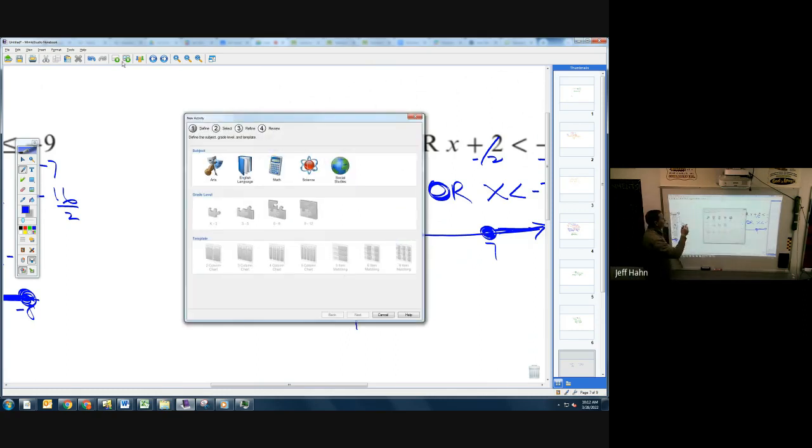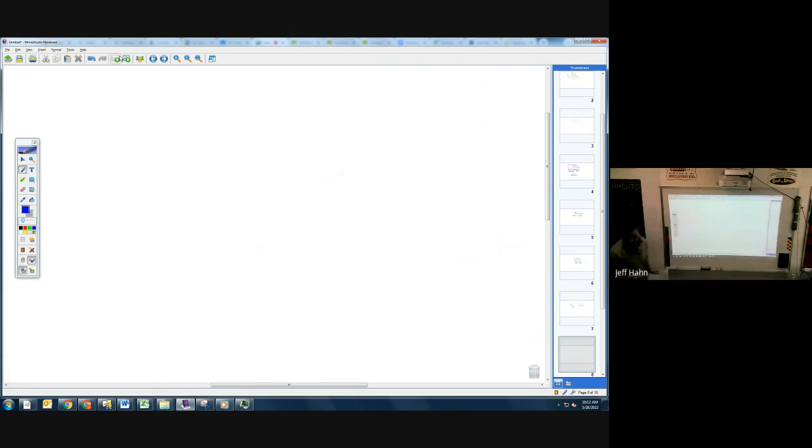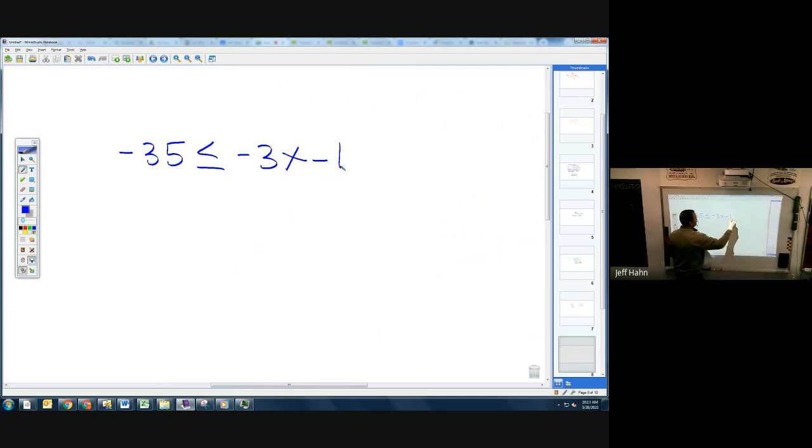Write this one down because this will be part of your homework. Negative 35 is less than or equal to negative 3x minus 11, which is less than or equal to 19.